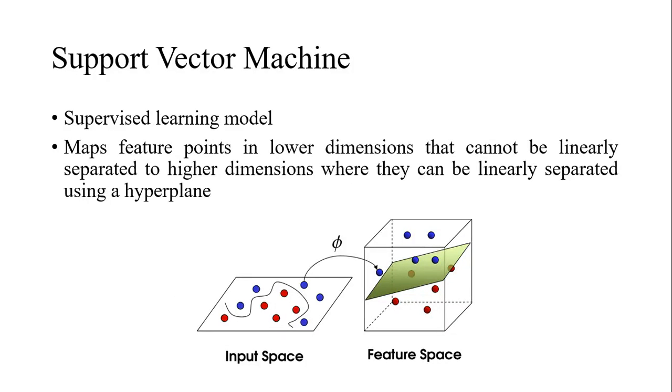The third classifier used here is a support vector machine, which is a popular machine learning algorithm. It is a supervised learning model. As you can see from the diagram, the input feature points, that is the red and the blue points, are non-linearly separable in the lower dimension. However, when converted to a higher dimensional space, you can see that using a hyperplane, they can be linearly separated, and this is the fundamental concept behind the working of a support vector machine.